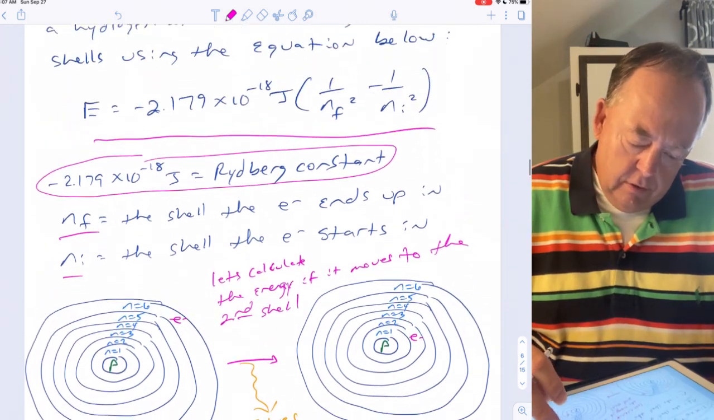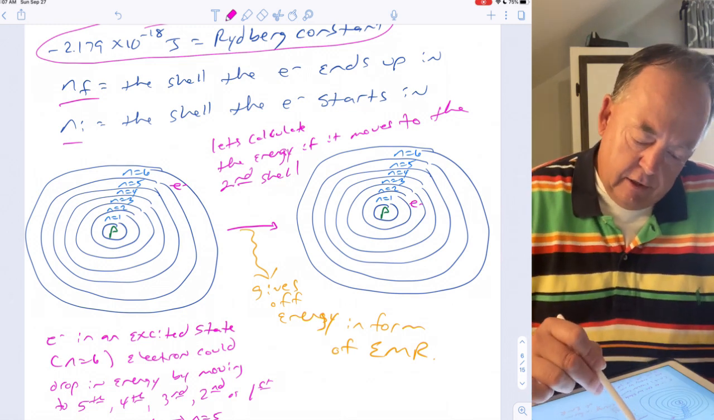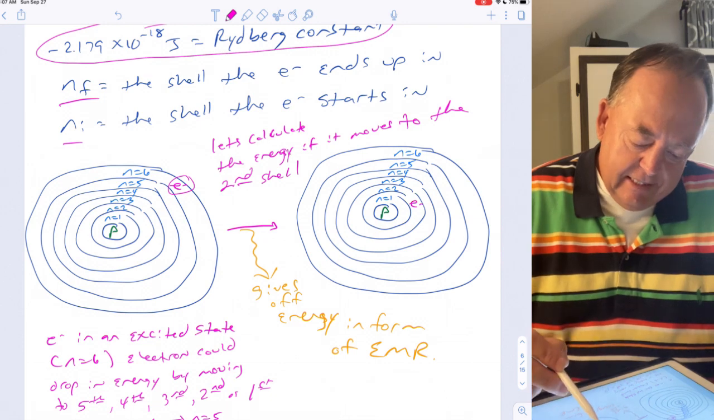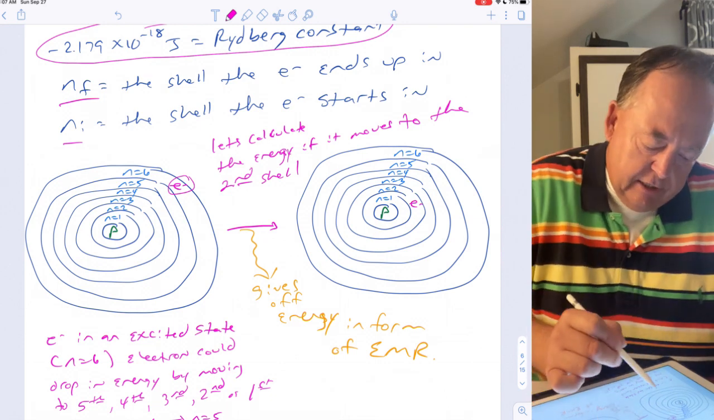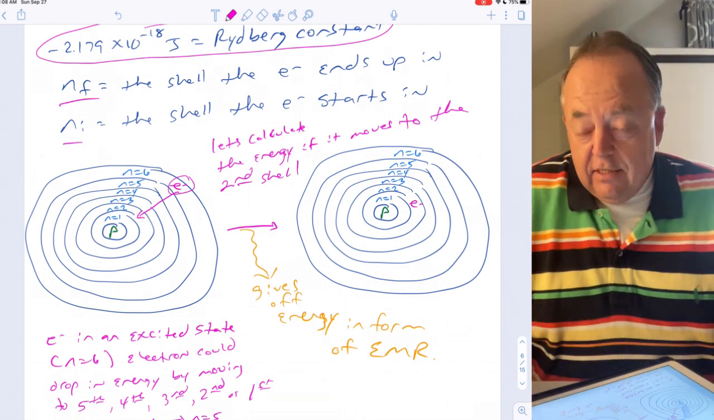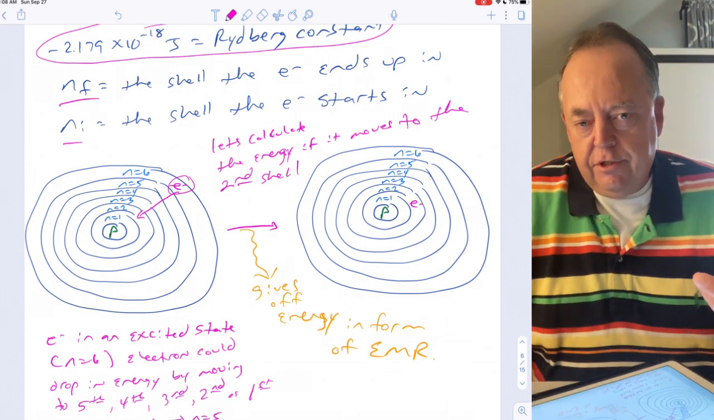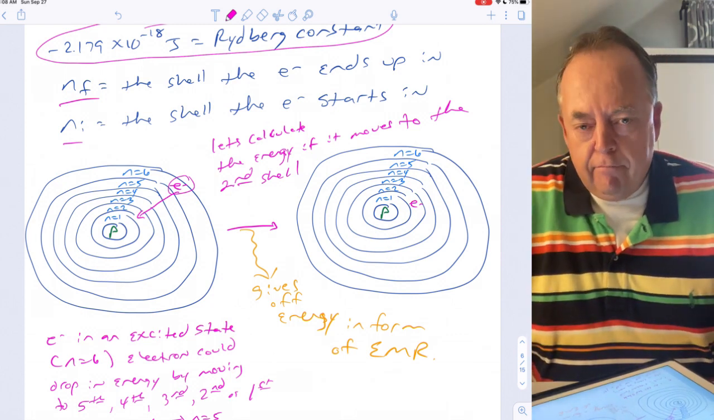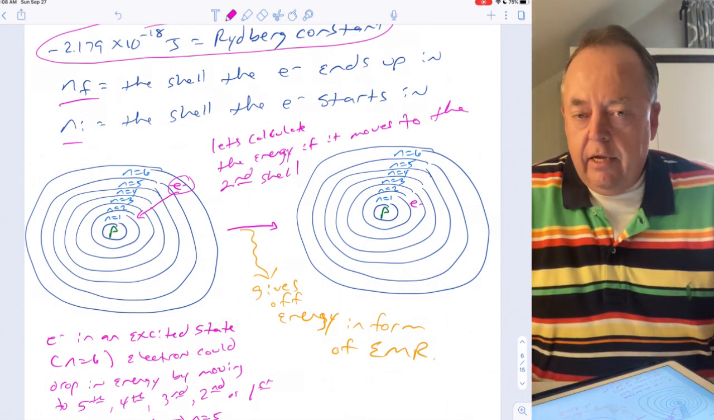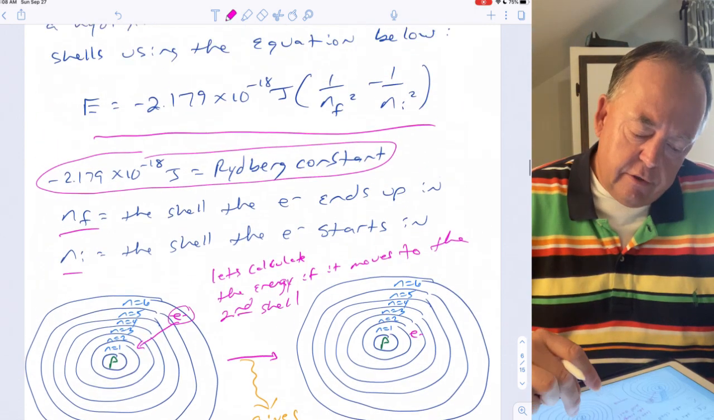So let's do a calculation to illustrate this. So let's calculate the energy. Let's say the electron is in the 6th shell to begin with, and let's say it moves to the 2nd shell. So it goes from 6 to 2. And when it does that, it has to emit energy, right? It has to give off energy in the form of electromagnetic radiation: a radio wave, a microwave, IR, visible light, UV ray, X-ray, or gamma ray. So let's calculate the energy involved using this equation.